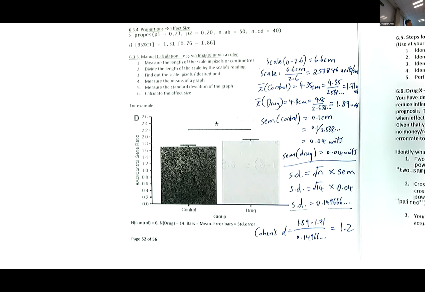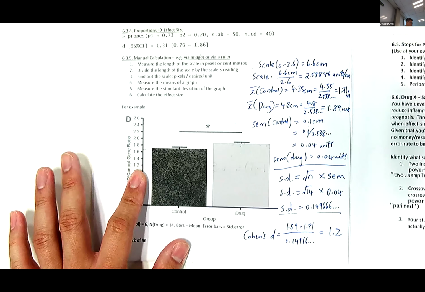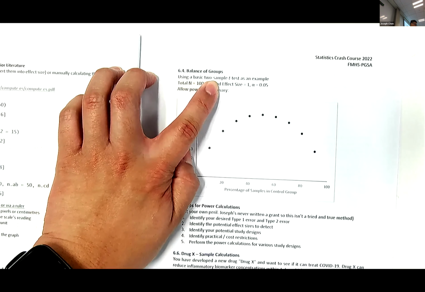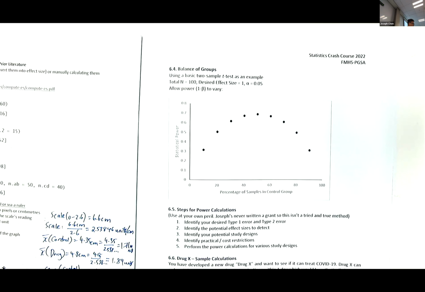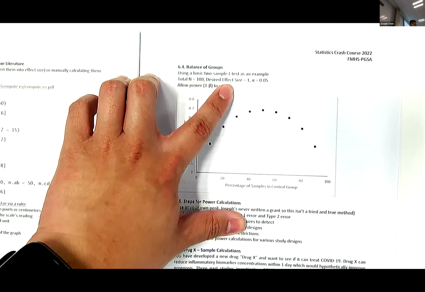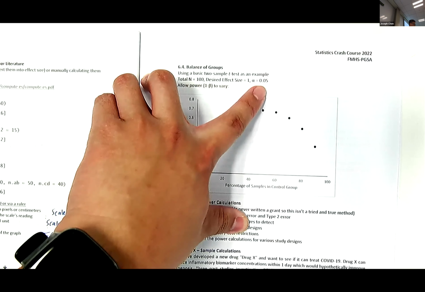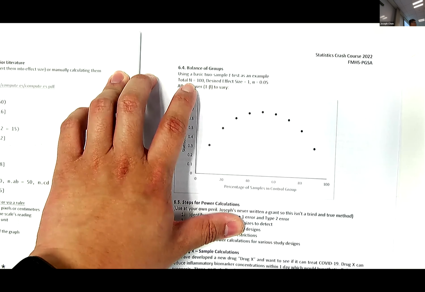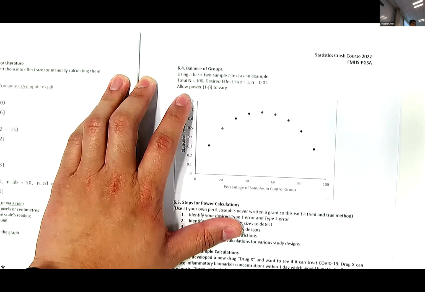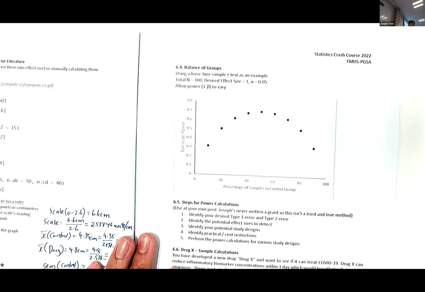Now, it's not just enough to know mean 1, mean 2, and standard deviation. I also wanted to raise the concept of the balance of groups. So let's move on to the next page. The balance of groups. Let's use a basic 2-sample t-test as an example. Let's say we have a total n of 100 people, and we want a desired effect size of 1 and alpha equals 0.05. Notice that we fixed n, we fixed a desired effect size, and we fixed alpha. And so you're now allowing power to vary.